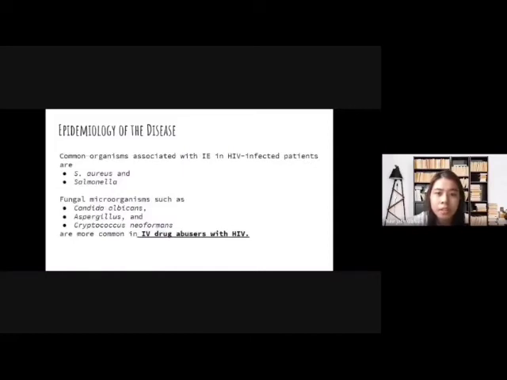Common organisms associated with IE in HIV-infected patients are S. aureus and Salmonella, while in IV drug abusers with HIV are the fungal microorganisms such as Candida albicans, Aspergillus, and Cryptococcus neoformans.